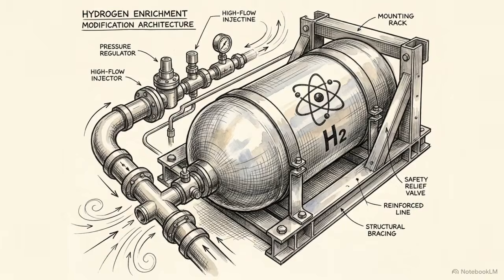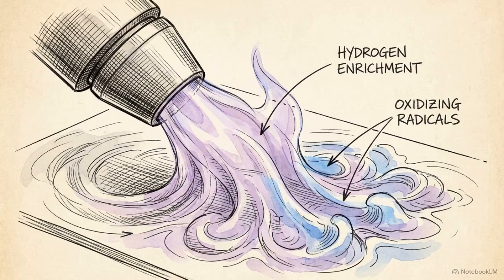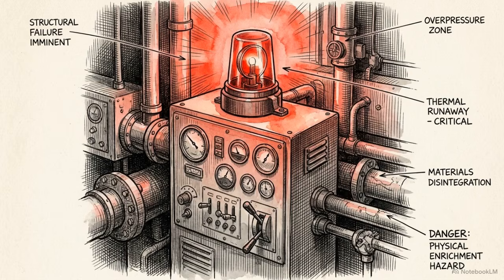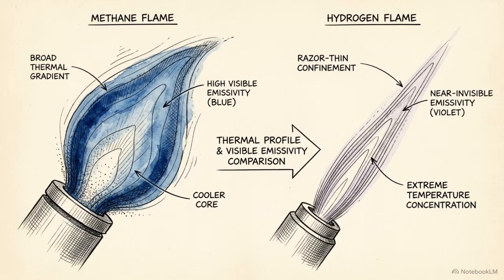The final vector for optimization looks past the fluid dynamics and changes the chemical environment itself, typically through hydrogen-enriched modified fuels. Spiking the methane supply with a high fraction of hydrogen alters the oxidizing radical pool hitting the surface, while reducing carbon dioxide and nitrogen oxide emissions. But this enrichment has immediate physical consequences. Hydrogen burns hotter and faster, heavily altering the flame's thermal profile and its visible emissivity.